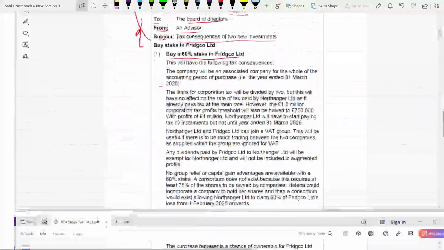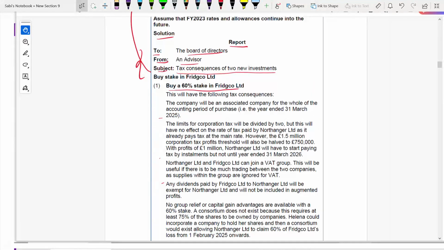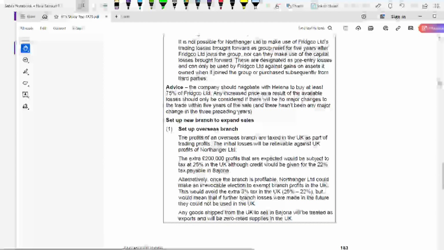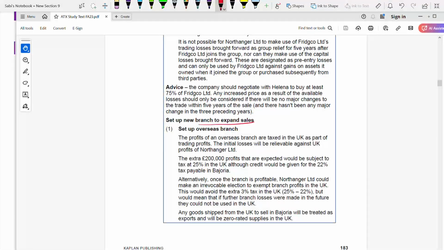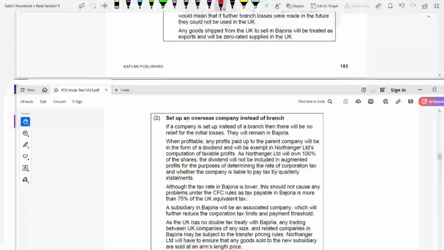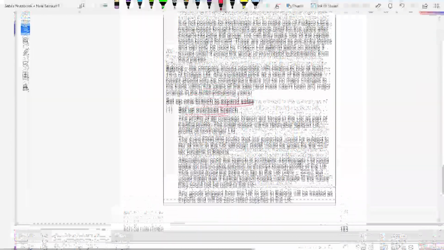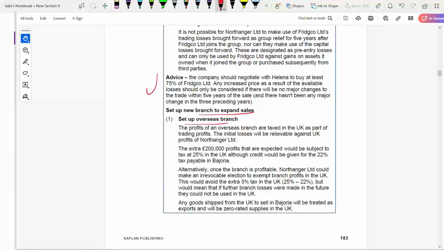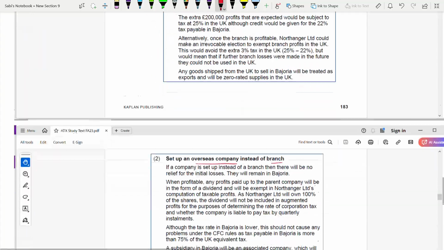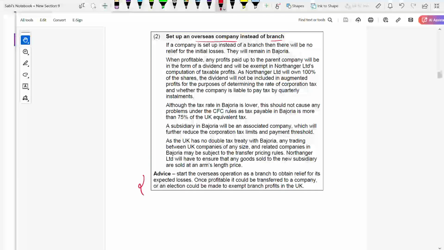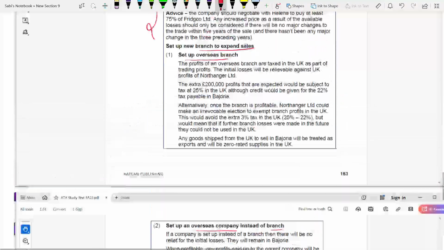You are buying a 60% stake when you are buying a stake in Preachco. The next, when you are setting up a new branch to expand: set up an overseas branch versus an overseas company instead of a branch. There are two. And if you see the advice, this advice is very small, but your body length is very big. The advice is 3 to 4 lines, or maybe 2 to 3 lines, because you're supposed to advise.